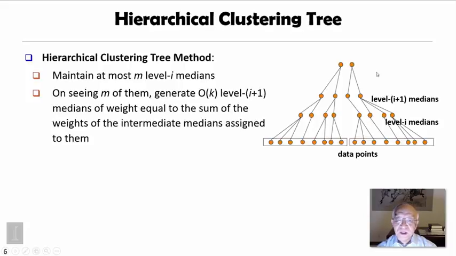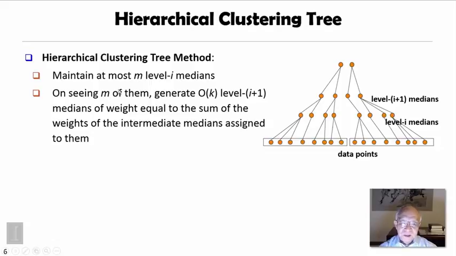So we can draw a hierarchical clustering tree to illustrate the method. We see many data points, but we do not have the capacity to keep storing all the data points. What we want to maintain is, at level i, at most m level-i medians. That means we only maintain the median points and also the weights, that is, how many points are really aggregated. Finally, you only register medians.